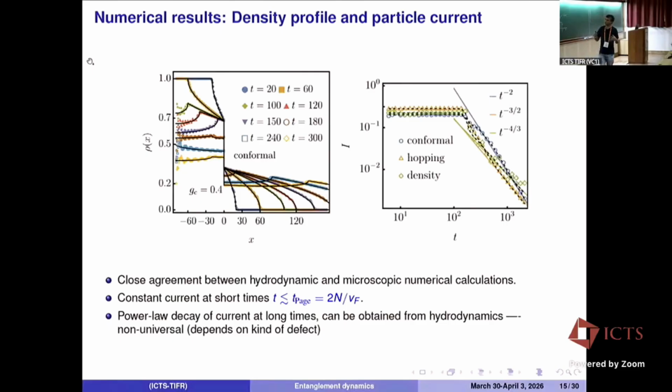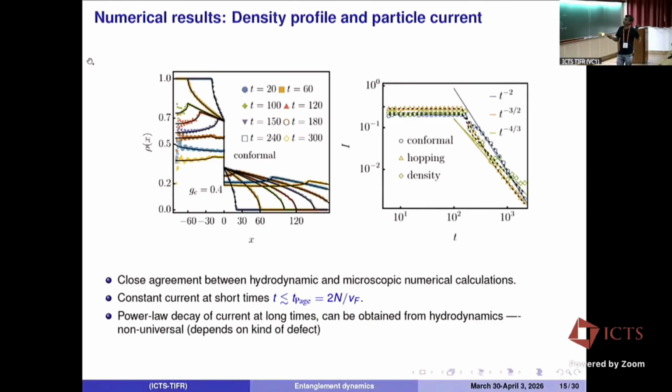It's easy to understand what this time is after which things start changing. If you have a box and you look at the fastest particle, how long does it take to realize that it's a finite box? That will be twice the size of the box divided by the Fermi velocity, and that's this time scale. It's a simple time scale, and we'll see that this actually gives the page time.